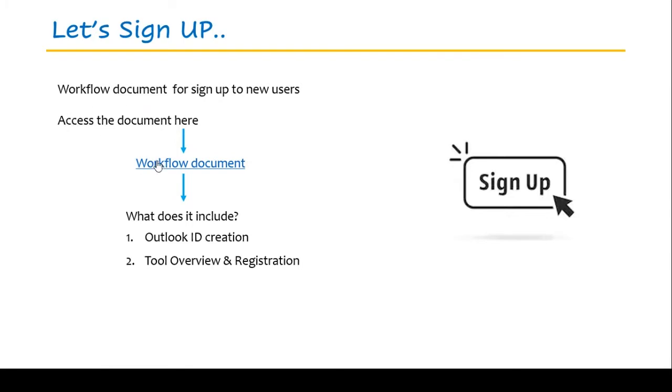How do we do that? We have a document which is called the workflow document. This document will quickly allow us to see the steps on how to log in, how to create an Outlook ID, how to sign up, etc. So what does this document include? Again, there are two steps: the creation of the Outlook ID, like I said, and the tool overview and the registration process. Let's quickly look at the workflow document, how it looks and what it is talking about, before we move on to the next slides in the PPT.